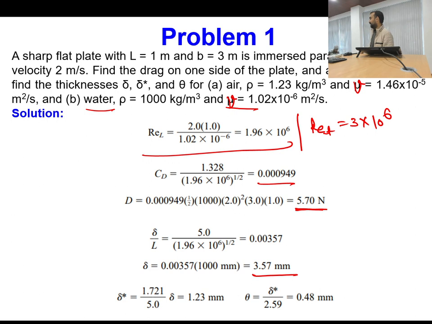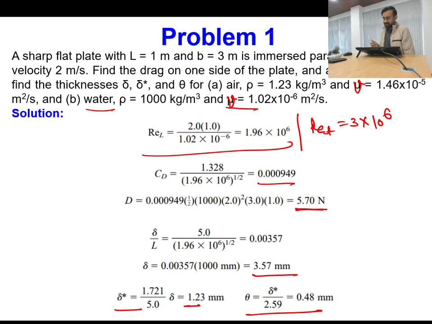Can you relate this to a physical understanding of the flow? When you are moving from air to water, you are going towards higher viscosity. Once you have higher viscosity, you have faster diffusion of momentum. Once you have faster diffusion of momentum, you have a thin boundary layer. Then delta star is 1.23 mm and theta is 0.48 mm.